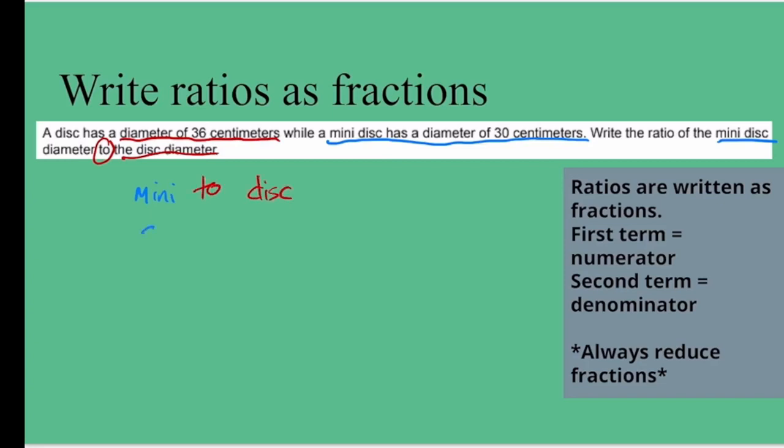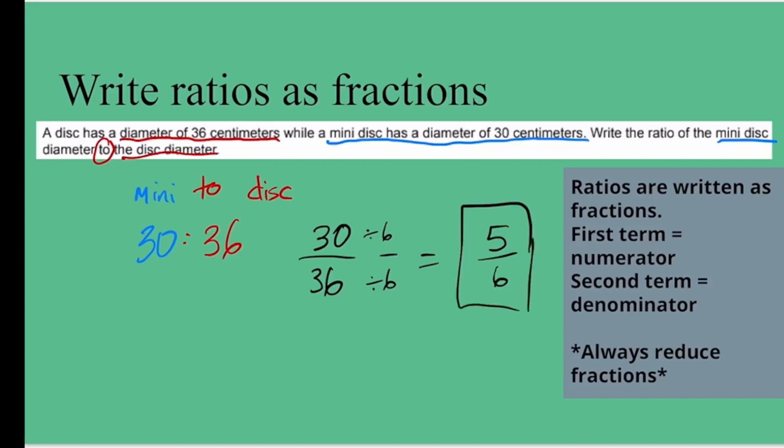The mini disk has a diameter of 30. The normal disk has a diameter of 36. So your answer would be 30 over 36. That can be reduced. So we can divide both numerator and denominator by the same number, 6. And that's now going to give us 5/6. And that's going to be our simplified ratio of mini disk diameter to disk diameter.